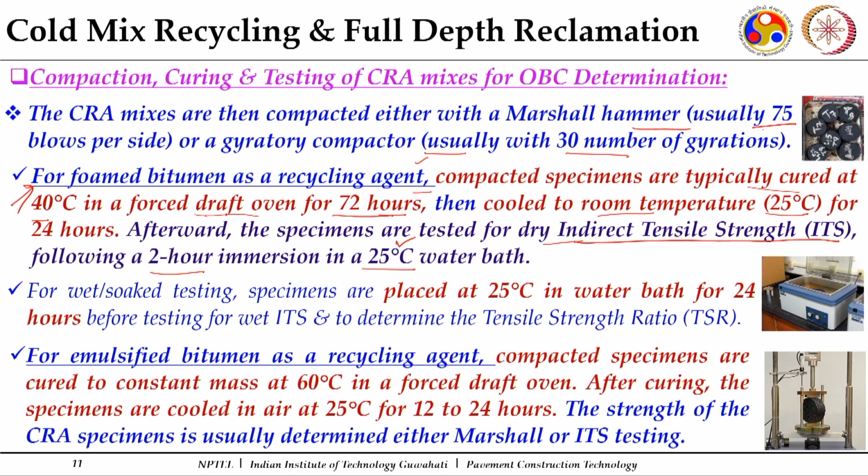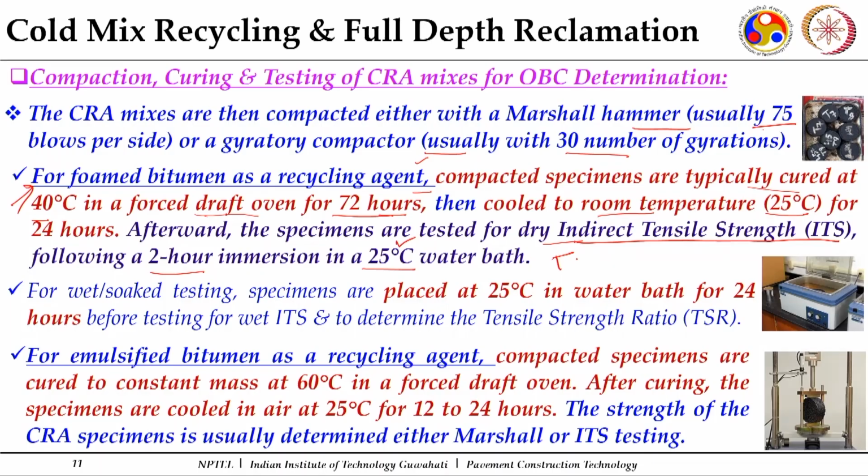Similarly, this is the unconditioned, or I can say the dry ITS value. Many times, specifications require a tensile strength ratio, which is your wet ITS upon dry ITS. Many specifications say that this value should be at least 70%, or 70 to 80%, depending upon the different codal guidelines. This range may be 70 to 80%.